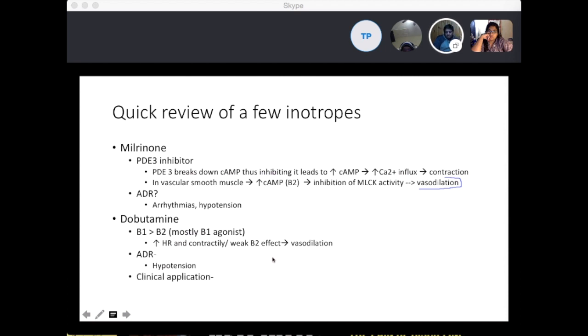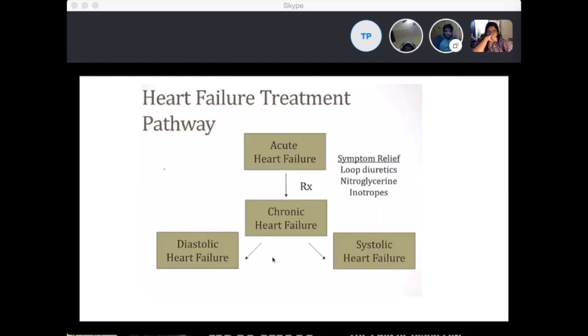And clinical applications for dobutamine: heart failure medication, or it can be used in cardiac stress testing. So that's another way that they could ask me that question. So I really just wanted to cover this, and then I have one more slide after this. But I found this to be somewhat helpful in acute heart failure. I only covered the inotropes, but you could use nitroglycerin and loop diuretics for symptomatic relief.